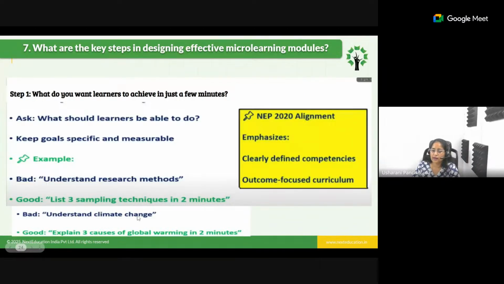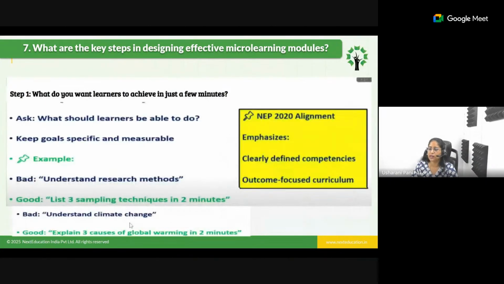Okay, understand climate change. This is one more that is also wrong. The reason is this is not measurable. And here, explain 3 causes of global warming in 2 minutes. That is where it is very clear. Okay, causes of global warming. This is what I'm saying. Additional features or characteristics are required to understand what you want from the learner, or what you want to achieve by the end of the class.